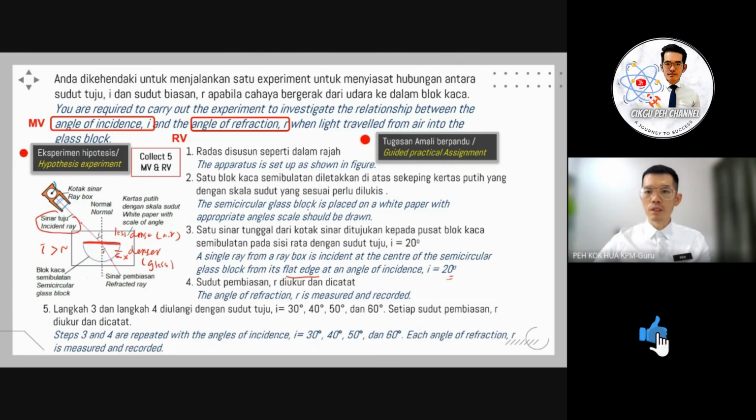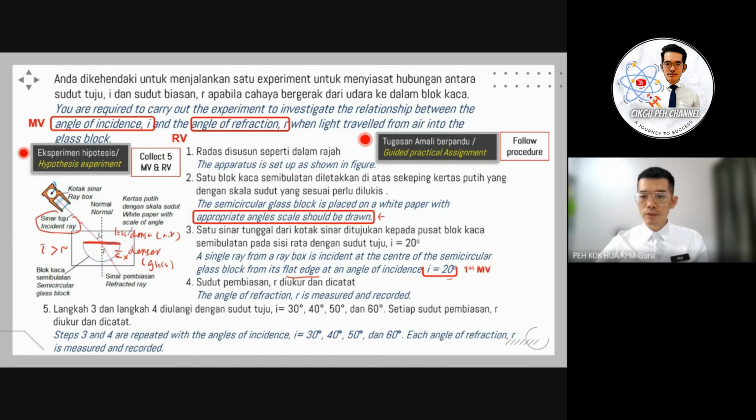As I mentioned just now, if the procedure is provided, this will be a guided practical task, Tugasan Amali berpandu. That means this will be easier for you to plan your experiment because the procedure and the figure are already provided. You just need to follow the procedure. The most important part here is you need to know how to draw a correct angle scale for your measurement. This part I will show you in my simulation. You may refer to this procedure in my simulation later on.